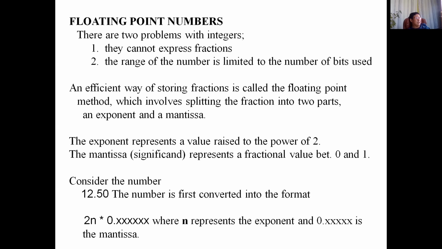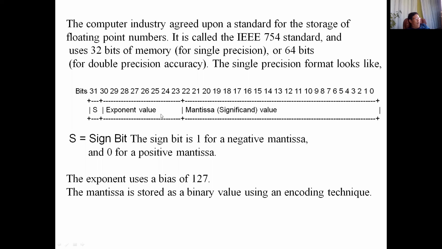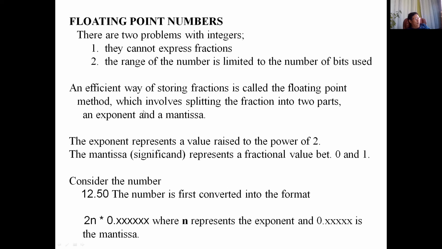It involves a process which is done by splitting the fraction into two parts, an exponent and a mantissa. Any questions so far? Exponent and mantissa. The exponent represents a value raised to the power of 2. And the mantissa, also called the significand, represents a fractional value between 0 and 1. For example, we consider the number 12.5. The number is first converted into the format 2 to the n, where n is the exponent, times 0.xxxx, and xxxx is the mantissa. The mantissa is a whole number. Any questions so far?